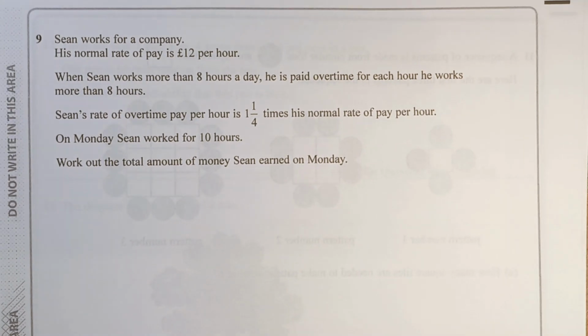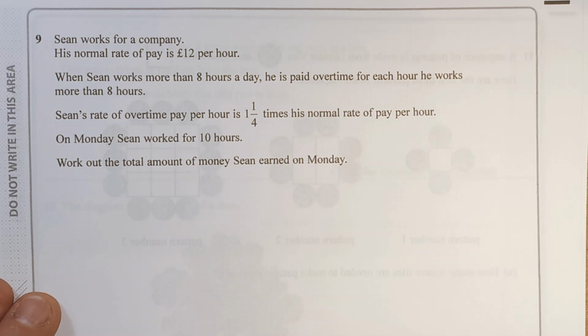Question 9. Sean works for a company. His normal rate of pay is £12 per hour. When Sean works more than 8 hours a day, he is paid overtime for each hour he works more than 8 hours. Sean's rate of overtime pay per hour is 1 1/4 times his normal rate of pay per hour. On Monday, Sean worked for 10 hours. Work out the total amount of money Sean earned on Monday.